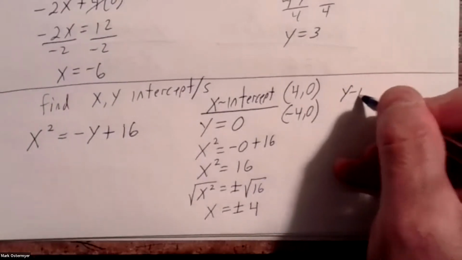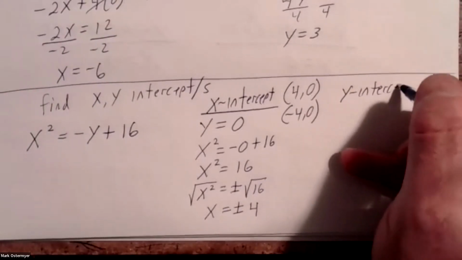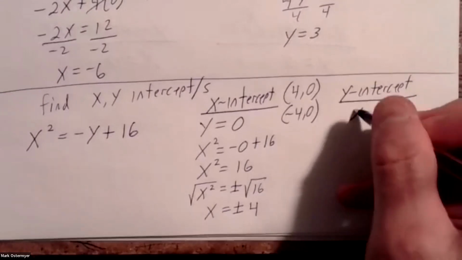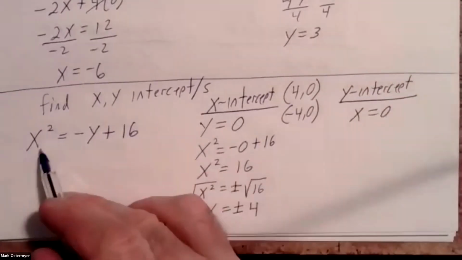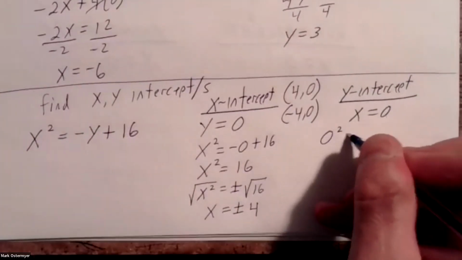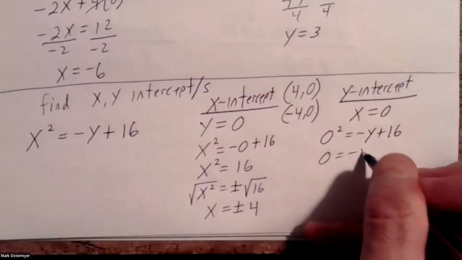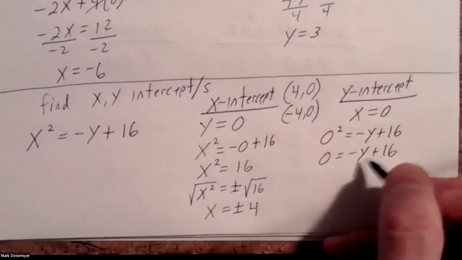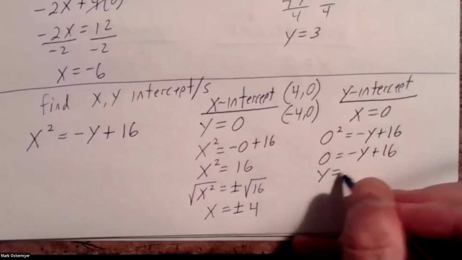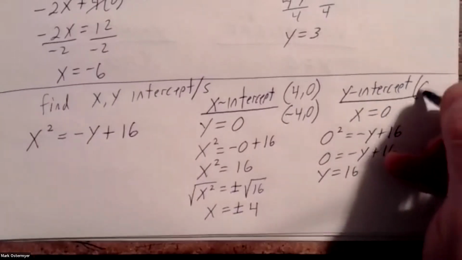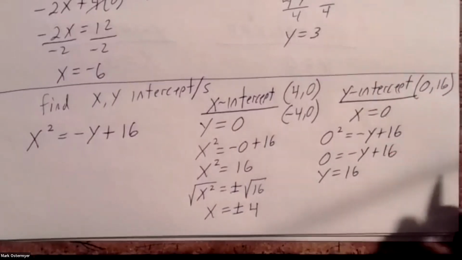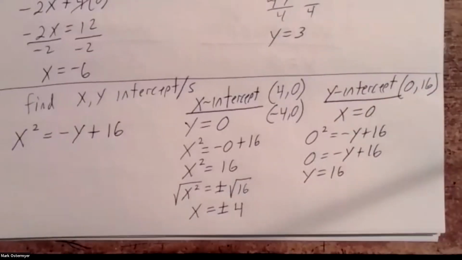To find the y-intercept, we set x equal to 0. Take 0, substitute it in for the x variable, and then solve the equation for y. Add y to both sides, you get y equals 16. So your y-intercept would be (0, 16). And there's your y-intercept. Any questions how we found the x and y-intercepts for that equation algebraically?